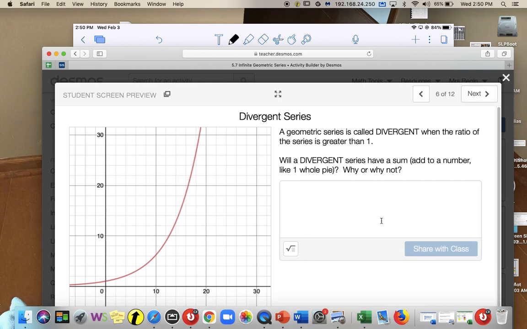Will it add to a number like 1 whole pi? And we can see if we're just doubling all the numbers in our sequence, it's not going to add up to one number. It's just going to keep getting bigger. So no sum. The terms just keep getting bigger.